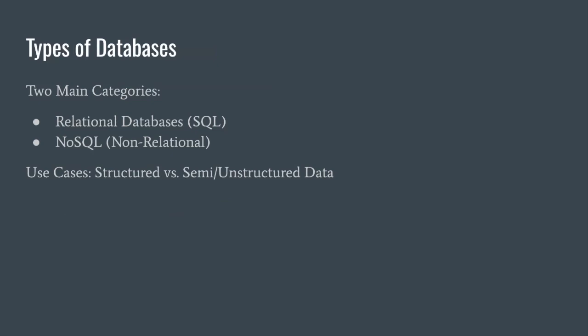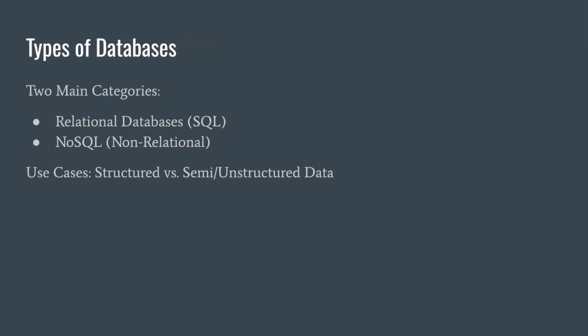Types of databases. So databases come in many flavors, but broadly, we often categorize them into two main types, relational and non-relational, often called NoSQL. Relational databases organize data into tables with rows and columns and rely on a language called SQL, Structured Query Language, to manage and query the data. They're great for structured data with defined relationships.